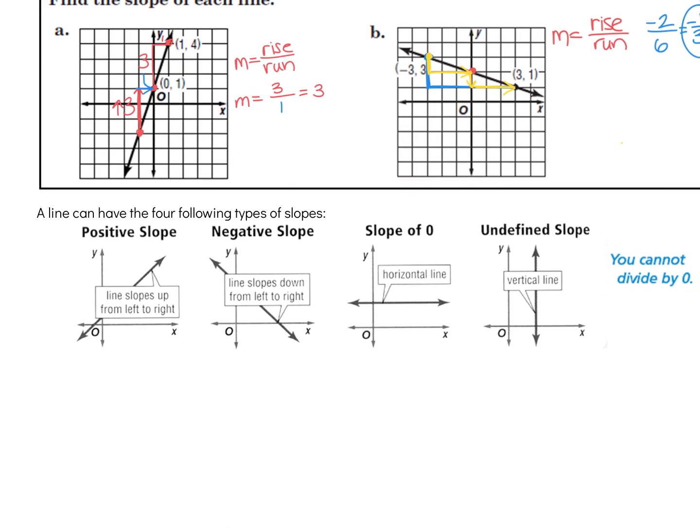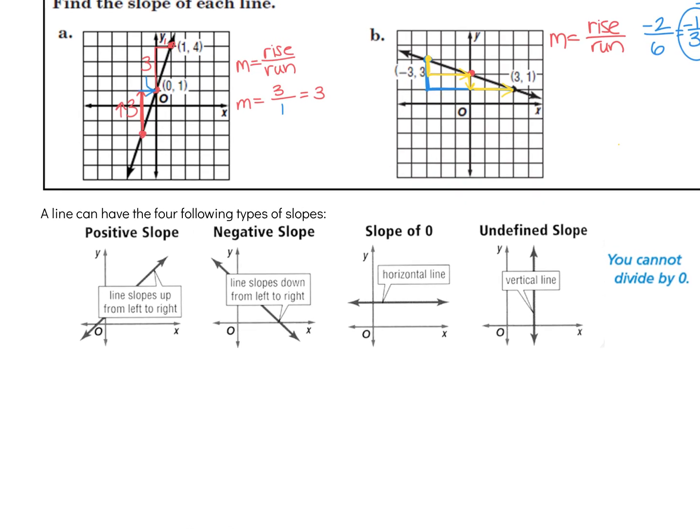Down here we've got our 4 types of slope. We saw an example of the positive slope above in letter A. Our line is going up from left to right. I should get a positive number for m. So if your line is going up, it's a positive value for m. If our line is going down, we are going to get a negative number for m. And then this is a slope of 0.